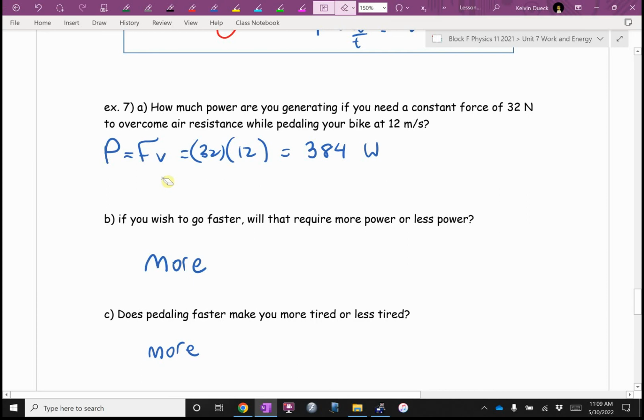As V gets twice as fast, air resistance also gets twice as big. So to go twice as fast, you're going to need 4 times the power. You're going to get 4 times more tired to go twice as fast. This is why, if you've ever pedaled a bike, getting going fairly fast doesn't take much effort. But to get going really fast takes way more effort than it took you to get going pretty fast. That's why, right there.